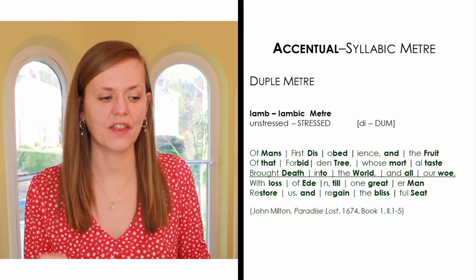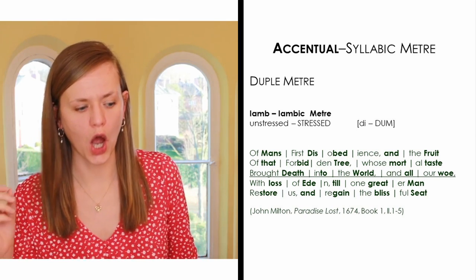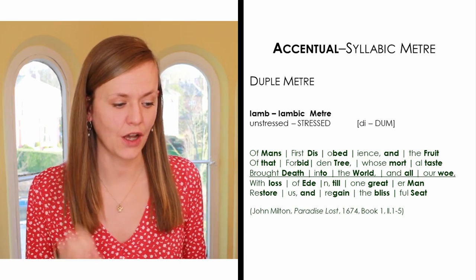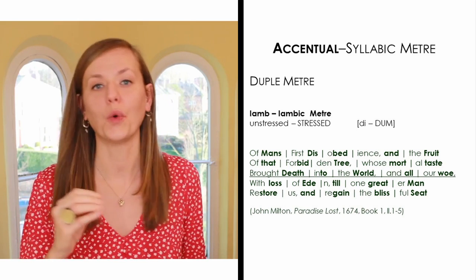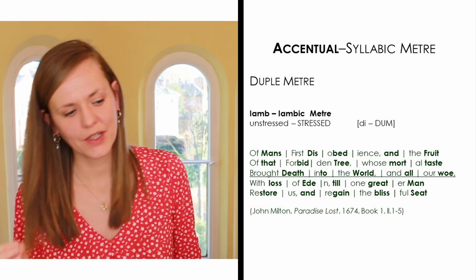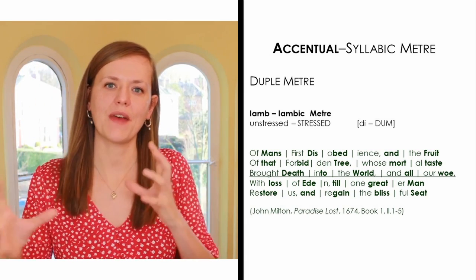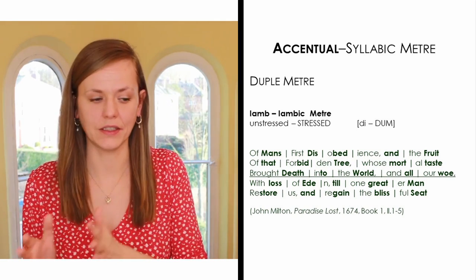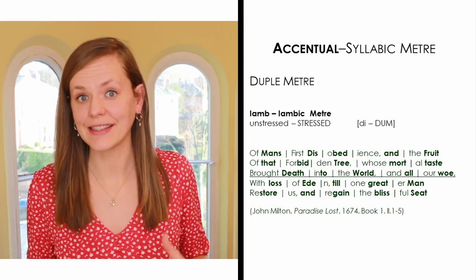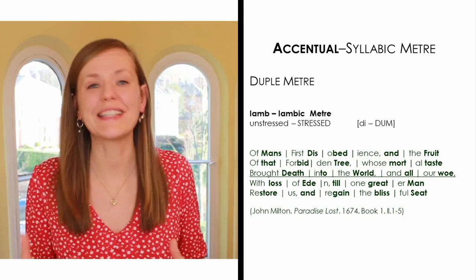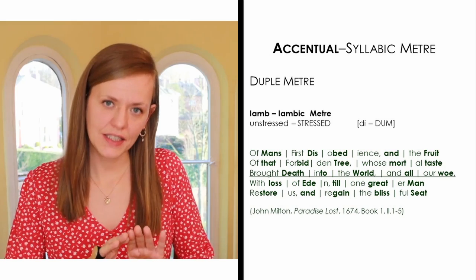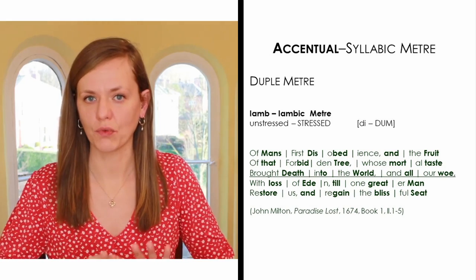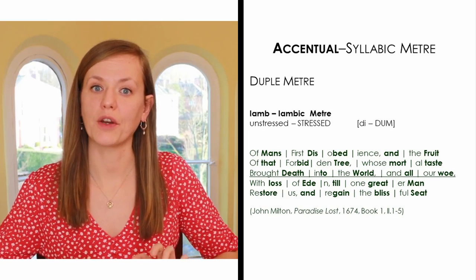So, brought death into the world and all our woe. We can really see why the emphasis is iambic in this line, because the stress then falls on death, world, all, woe. So the rhythm there is encouraging us to stress the important words in that line. In other lines, the emphasis is less strong, so it's not particularly iambic, but still, that's the sort of underlying or basic rhythm that the poem kind of returns to.